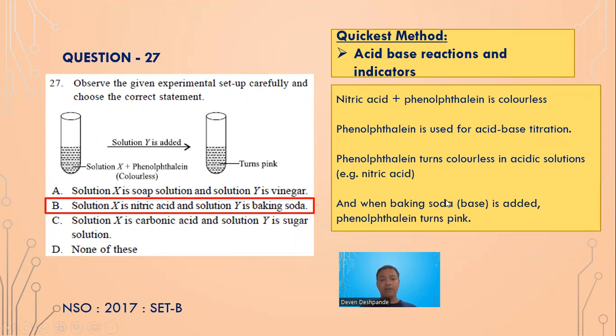But when you add baking soda, so Y is baking soda, the phenolphthalein is going to react with baking soda and it's going to turn pink, isn't it? It's going to turn pink. So that's why solution X is nitric acid and solution Y is baking soda, whereupon the whole solution will turn pink.